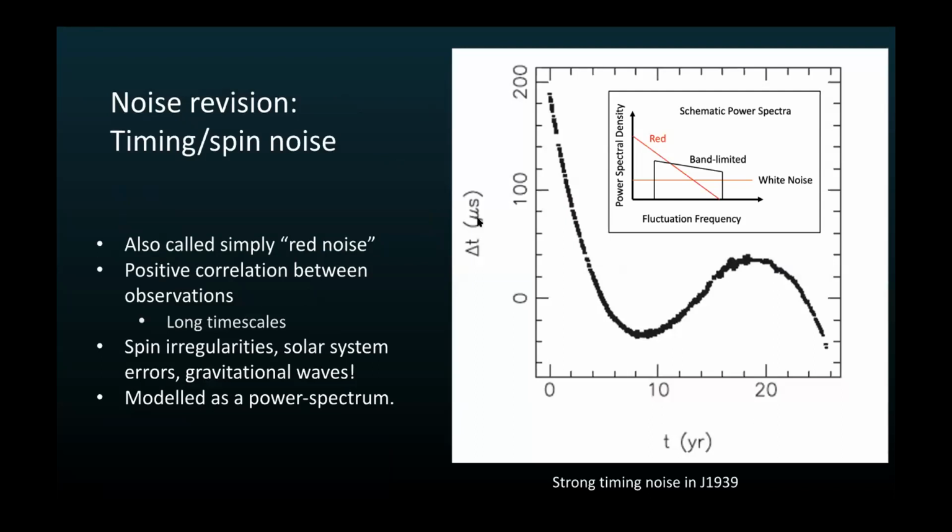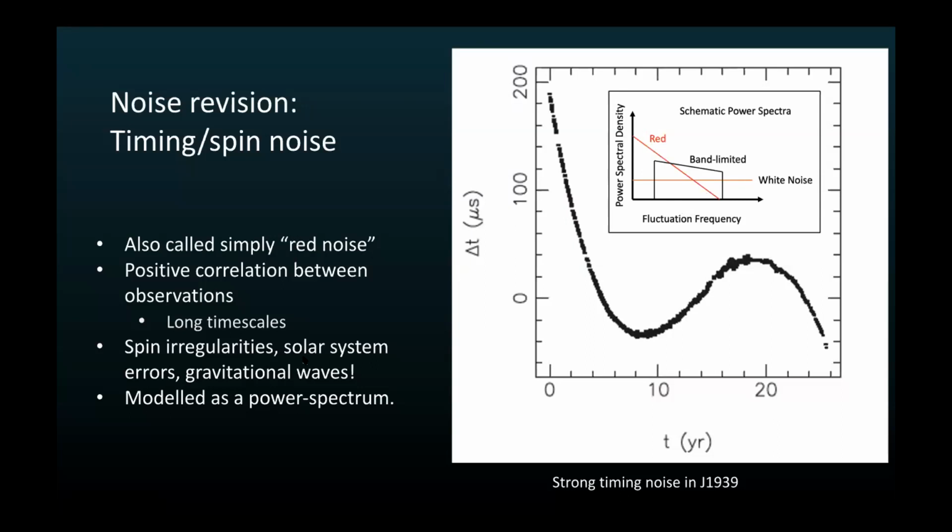The next noise term we'll look at is timing or spin noise. We also sometimes simply call it red noise. These are correlated, where the residuals are positively correlated from one to the next. This has the effect of creating long timescale variations in the pulse arrival times. Ryan mentioned in his talk that this looks like a cubic, but actually this is a power spectrum of variations. In this inset plot, we look at the power spectral density as a function of the fluctuation frequency. So we're looking at the Fourier domain now. And so long timescale variations translate to excess power at low frequencies. This is what that red power spectrum looks like.